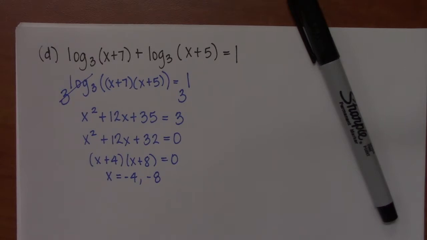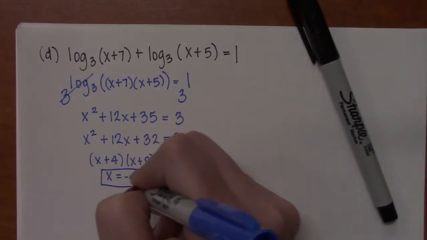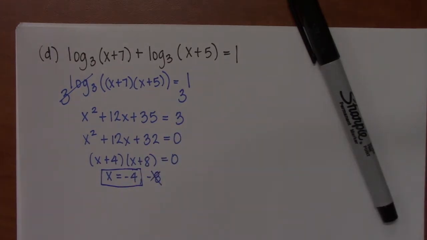If we go back and check, -4 works fine in the first expression because -4 plus 7 is +3. -4 plus 5 is +1, so -4 is okay. We can plug that in. -8, however, gives you -1 and -3, and so -8 does not work. So only -4 we keep. So don't assume that you can never have any negative solutions. It's just that those negative numbers can't produce any negative results in the expressions.